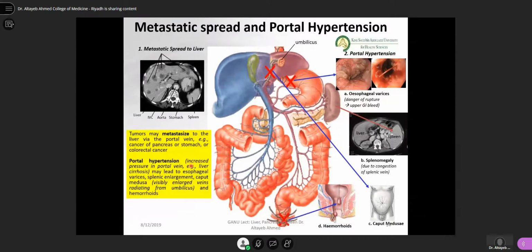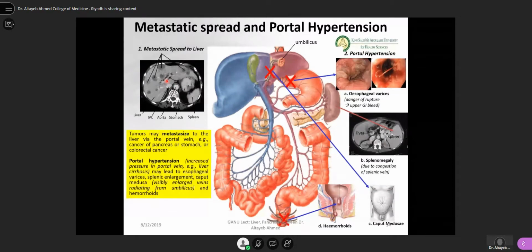Okay, so let's look into metastasis and how it appears. Since the liver receives a large amount of blood supply, it can be a site of metastasis coming from different areas in the GIT. So cancer of the pancreas, cancer of the stomach, and colorectal cancer can spread and give us multiple foci in the liver. This is the appearance on CT, and as you can see, we have here the spleen, this is the stomach, here we have the aorta, and this is the inferior vena cava. This is the area of the porta hepatis.